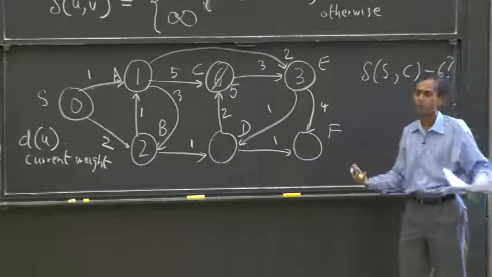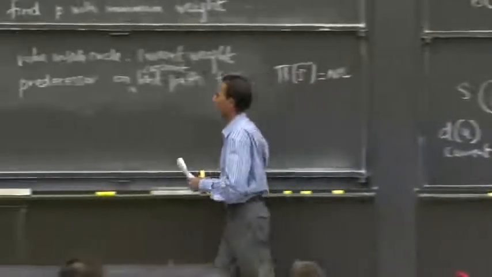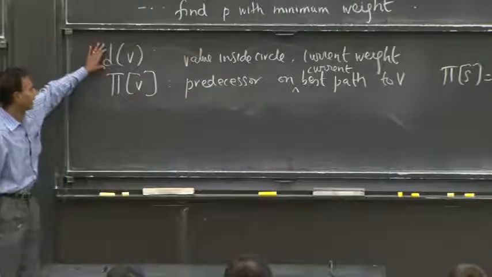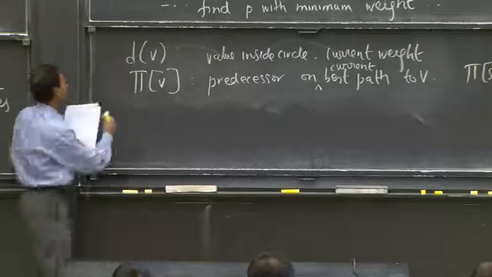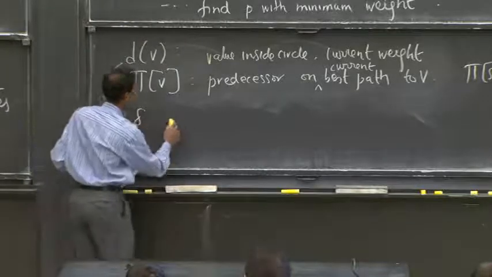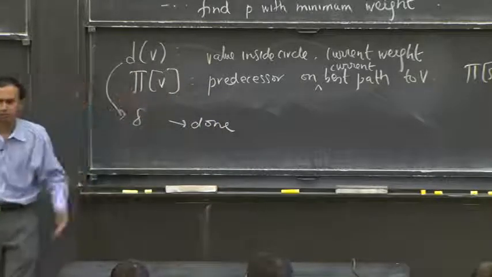Those are the two data structures you need to keep in mind and iterate on: this predecessor relationship and the current distance. And when this ends up being delta, you're done. At that point, your predecessor relationships are correct. OK?